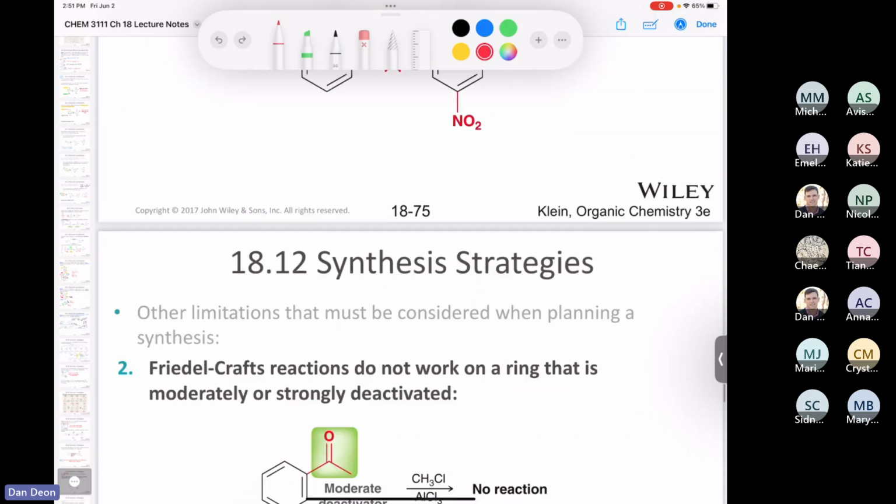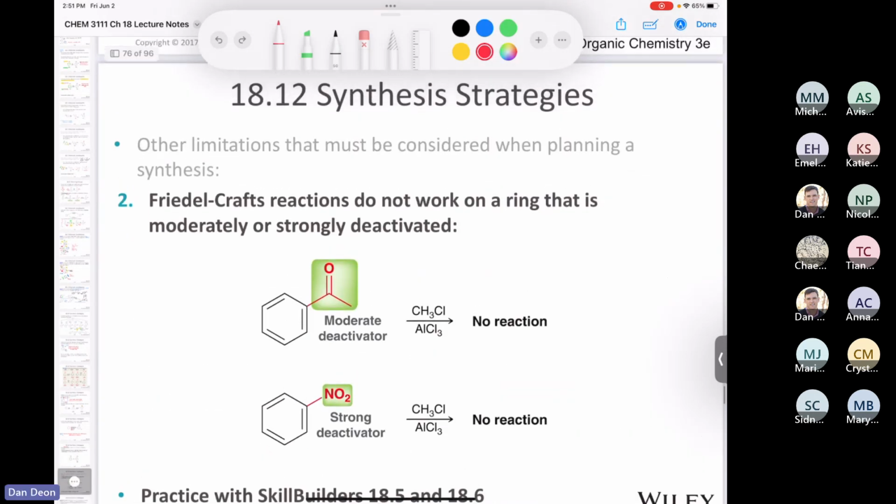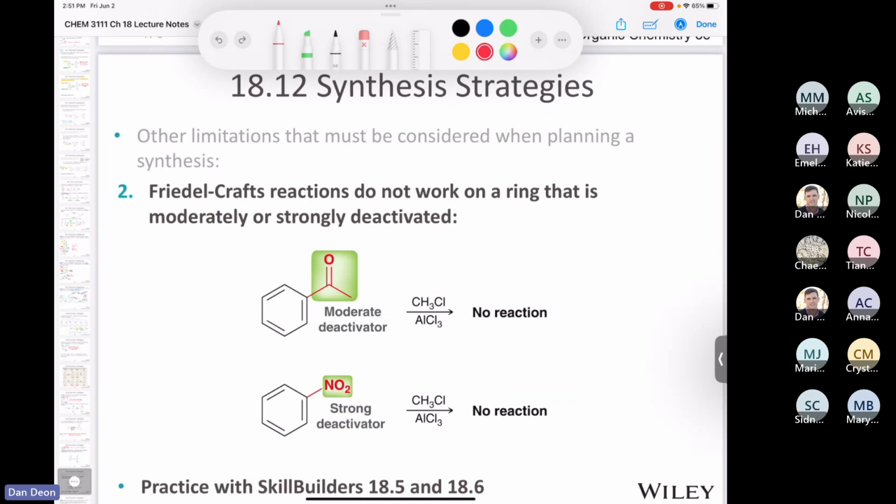The next thing is Friedel-Crafts do not work when you have a ring that's moderately or strongly deactivated. If you have any kind of moderate or strong deactivator, Friedel-Crafts, and that means Friedel-Crafts alkylation or acylation, neither of them are going to work. They just don't work. So those are the only two limitations.